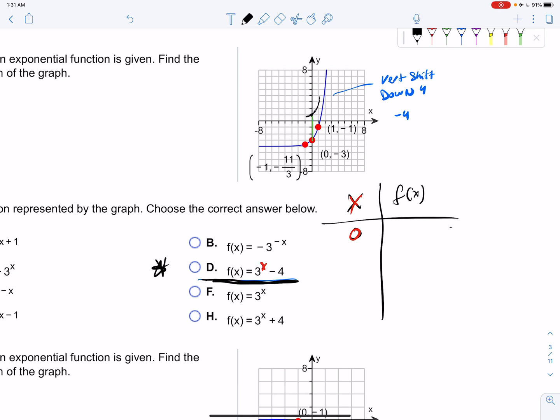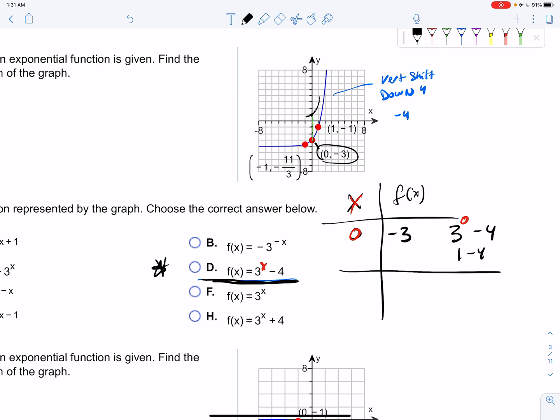What is that function? It says 3 to the x minus 4, and what are we putting in for x? We're putting in 0. So 3 to the 0 is 1. 1 minus 4 is negative 3. Do we actually have 0, negative 3? And if I go 0, negative 1, 2, 3, yeah, we do have 0, negative 3. There it is right there.